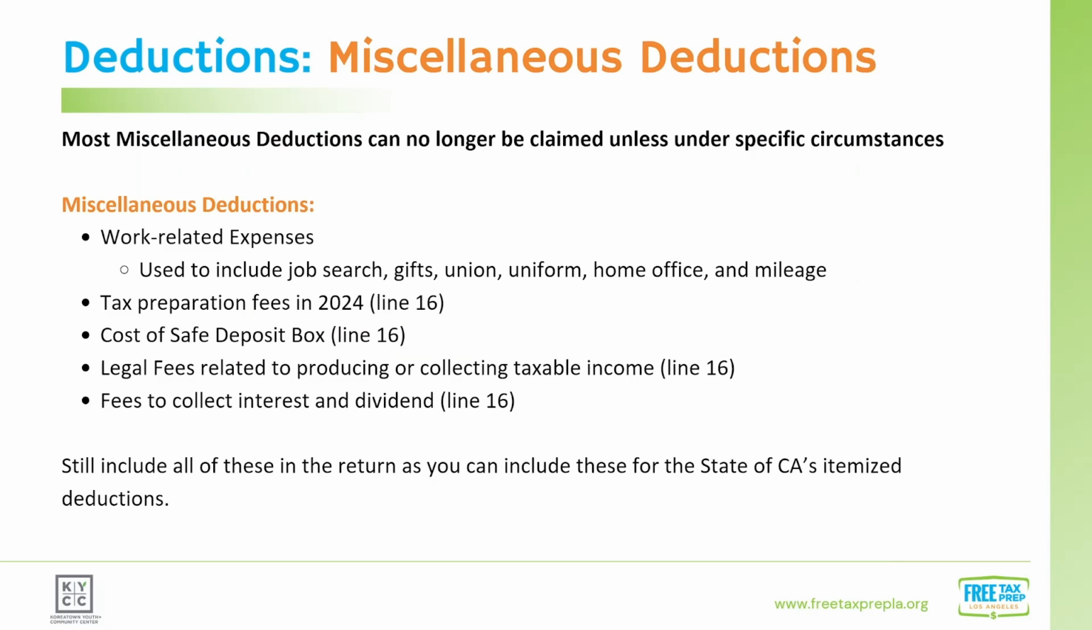Going on to miscellaneous deductions. Unfortunately, most miscellaneous deductions can no longer be claimed unless under specific circumstances. Miscellaneous deductions include work-related expenses, which used to include job search, gifts, union fees, uniform fees, home office, as well as mileage, tax preparation fees in 2024, cost of a safety deposit box, legal fees related to producing or collecting taxable income, or fees used to collect interest and dividend. Those all cannot be claimed again unless under specific circumstances.